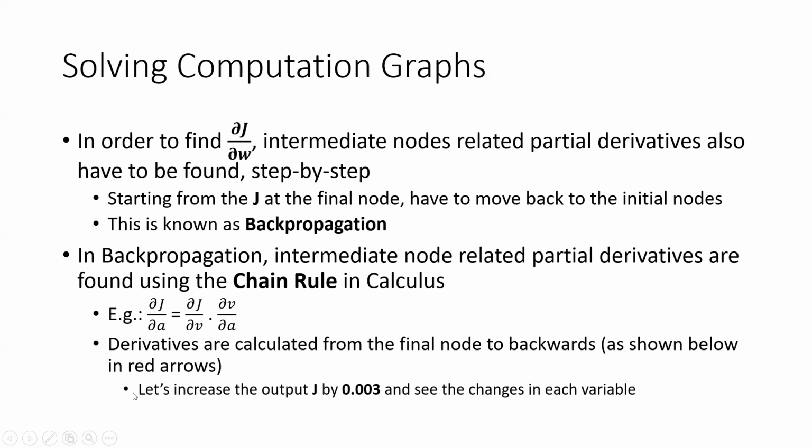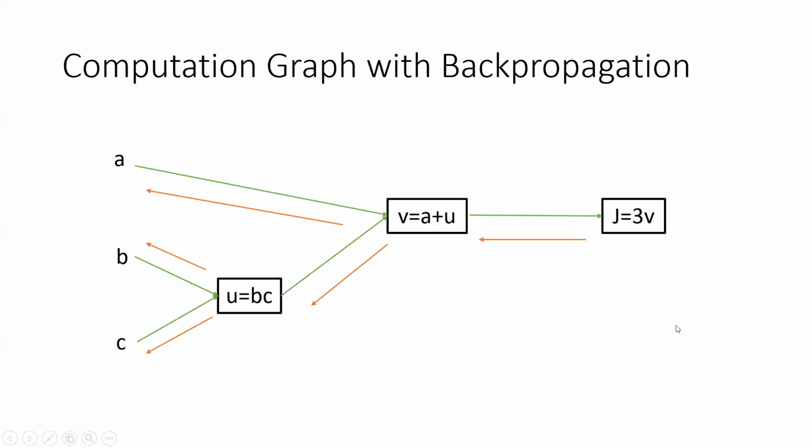For example, let's increase the output J by 0.02 and see the changes. Actually, this is not what really happens. I will show exactly what really happens.